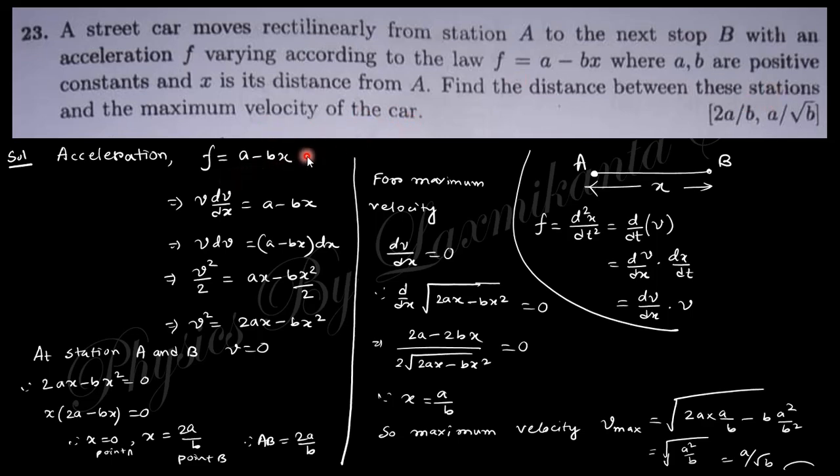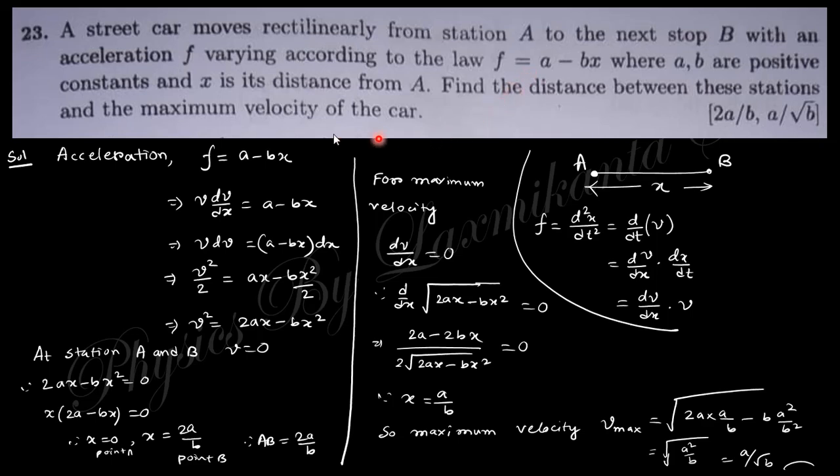This is the acceleration, so you can write this acceleration as v into dv/dx. So v dv equals a minus b x dx. If you integrate this, you will get v square by 2 equals a x minus b x square by 2, so v square is like that. Now it started from A and stopped at B, so at those two points the velocity will be 0. If you put v equals 0, you will get x equal to 0 and 2a by b. So x equal to 0 is A, and the other is 2a by b, so the separation will be 2a by b. No problem.